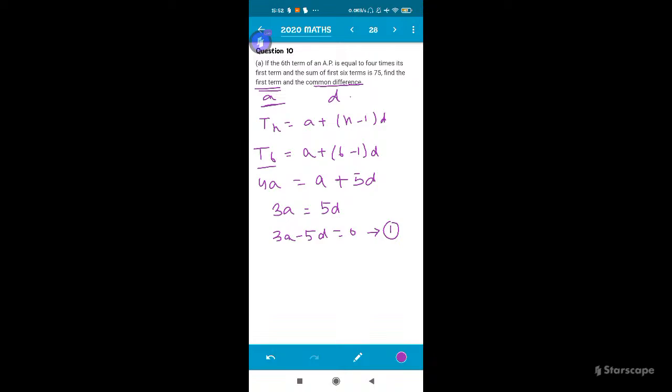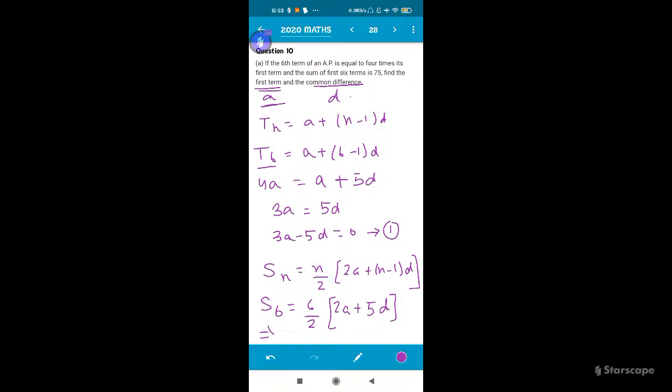Next, we have been told that the sum of the first 6 terms is 75. So now what is the formula for finding the sum? S of n is equal to n by 2 into (2a plus (n minus 1) whole d). This is the formula for finding the sum up to n terms. So in this case our n is 6. So S of 6, that means the sum of the first 6 terms, is equal to 6 by 2. I am putting the value of n as 6. 2a plus (n minus 1), that means 6 minus 1 is 5d.